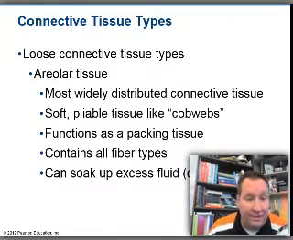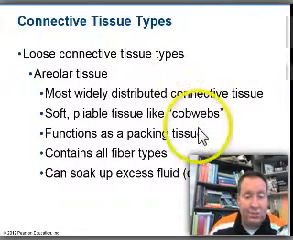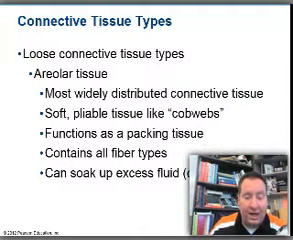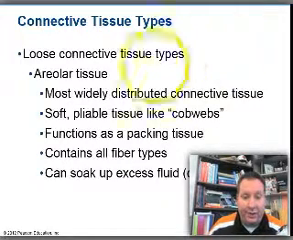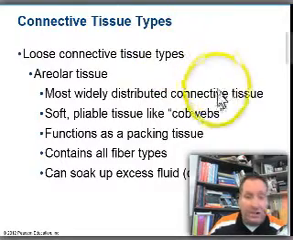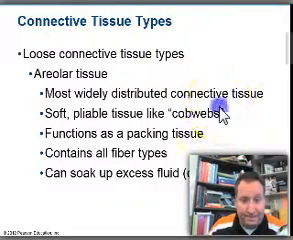One of my favorite types of connective tissue is areolar tissue. It's a loose connective tissue. It's the most widely distributed connective tissue in the body. It's soft, it's pliable. It kind of looks like a cobweb. And this is a major packing tissue inside of your body. When we do the rat dissection a little bit later, you'll peel back the skin, and underneath there you're going to see this cobweb type of tissue, and that's the areolar tissue that we're taking a look at.